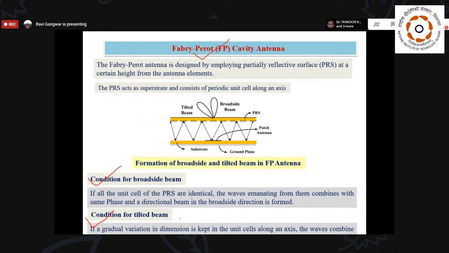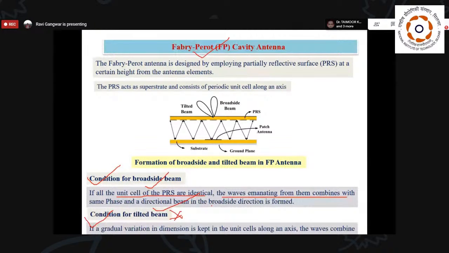Here we are going to use this particular application, beam steering, so that we are able to decrease the correlation between the antenna radiated fields. When we achieve broadside, that means when the unit cells of the PRS are identical, the waves emanating from them combine with the same phase and a directional beam is formed. So whenever you go for enhancing your gain, you go for an identical PRS structure.